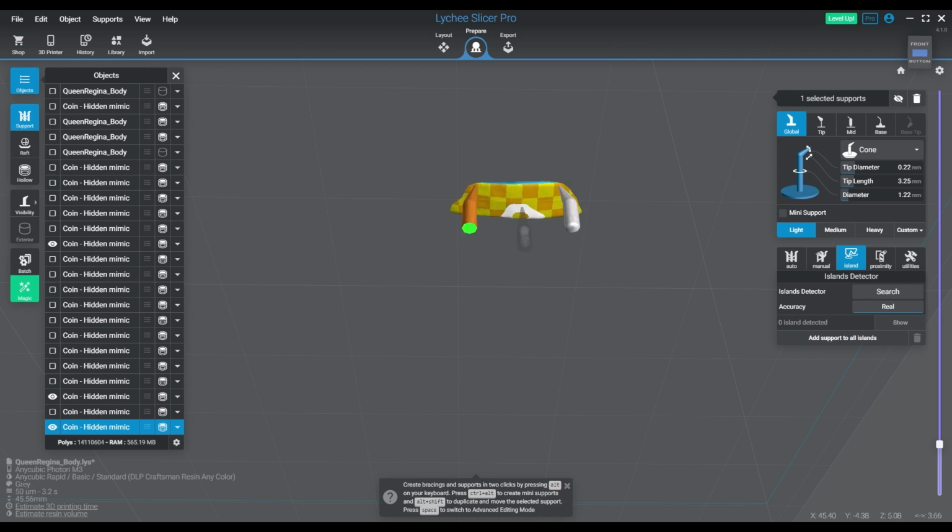2 minutes of sanding, and that's about it. You'll be good.